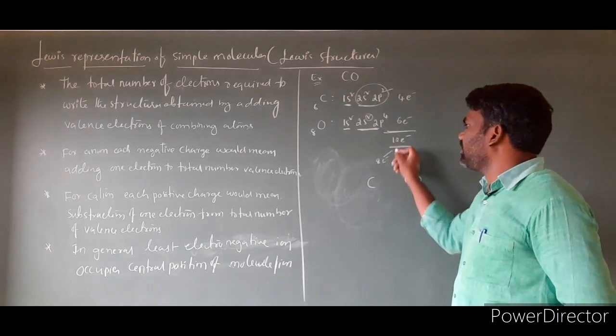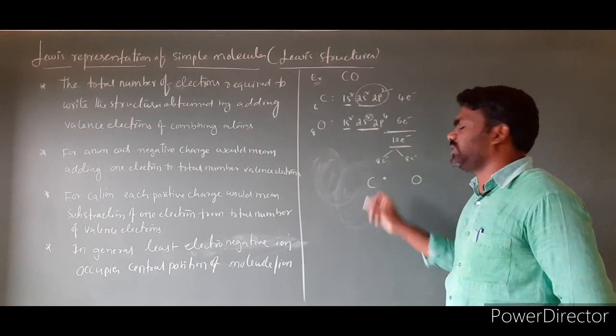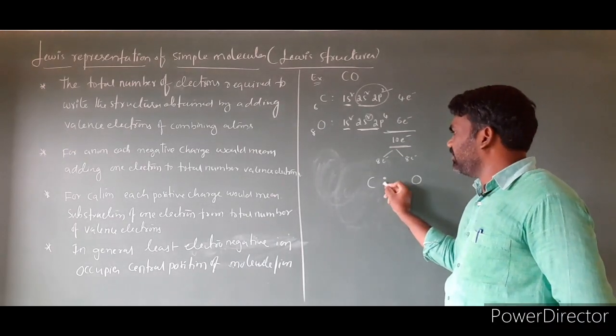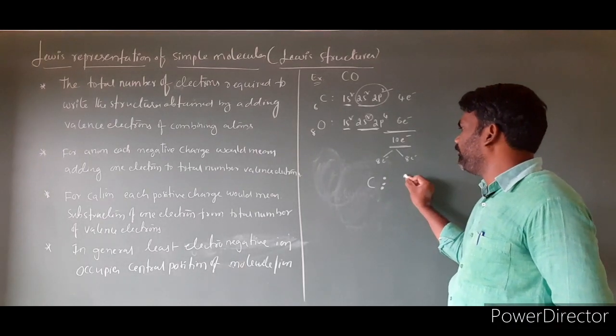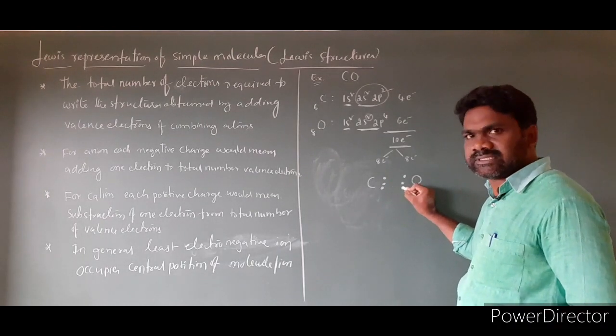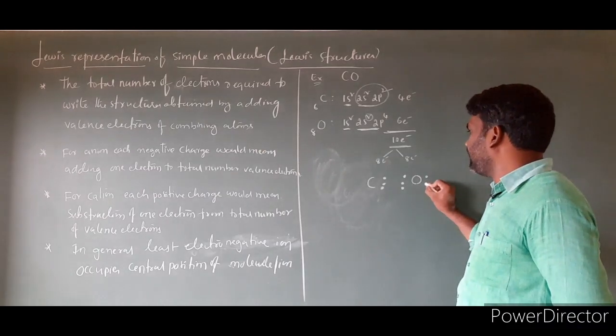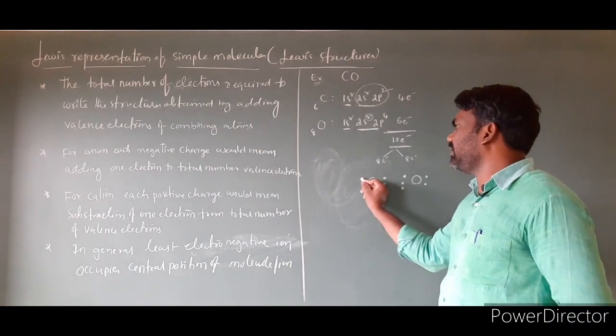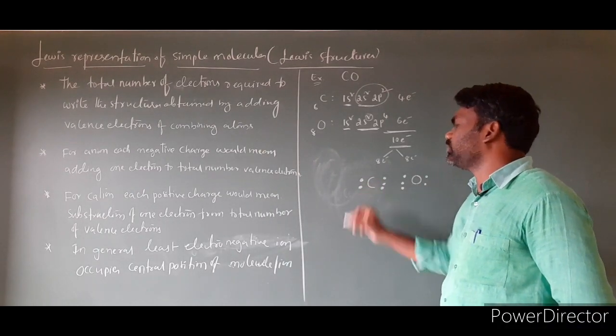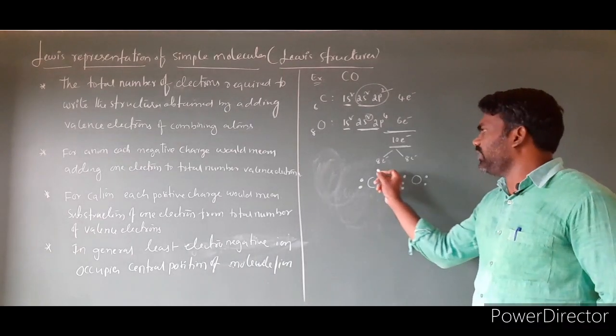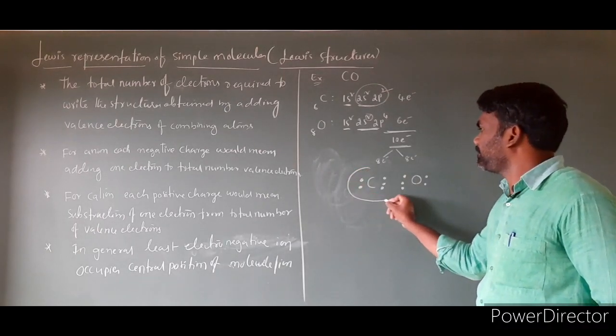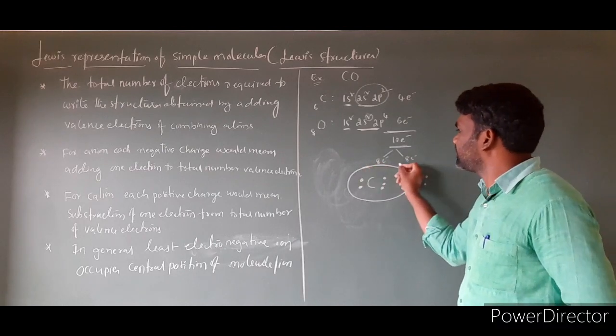I am taking 10 electrons and putting the dots. First electron, second, third, 4, 5, 6, 7, 8, 9, and this is the 10th. So in total I took 10 electrons, and we have to share them like this.